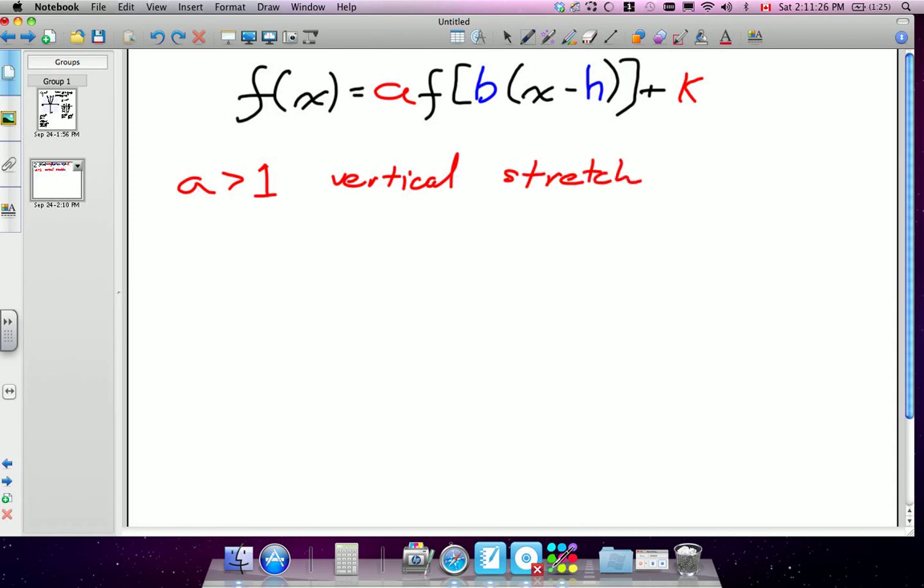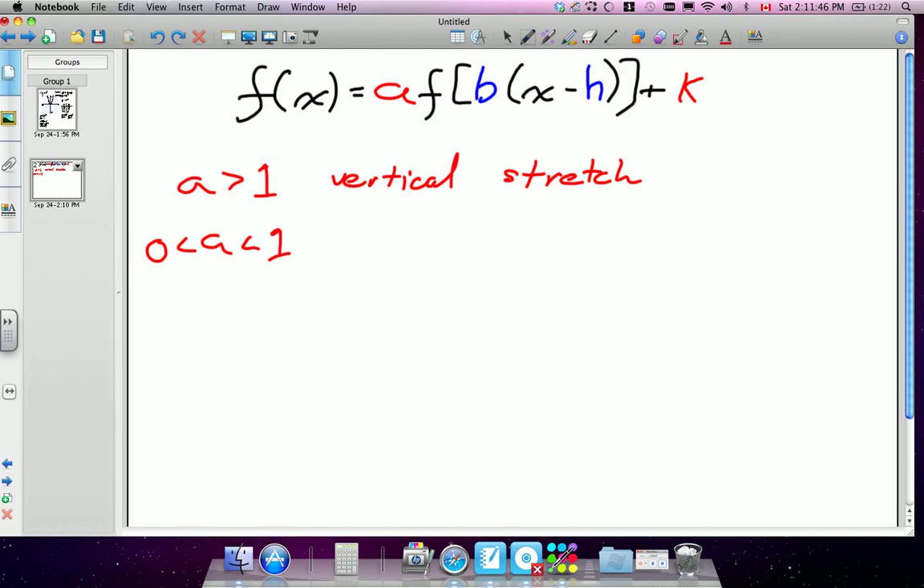Now, right now, we've only done with parabolas, but you're going to start to get into all different kinds of functions, and you're going to be talking about stretching them. If A is between 0 and 1, you're going to get a vertical compression.